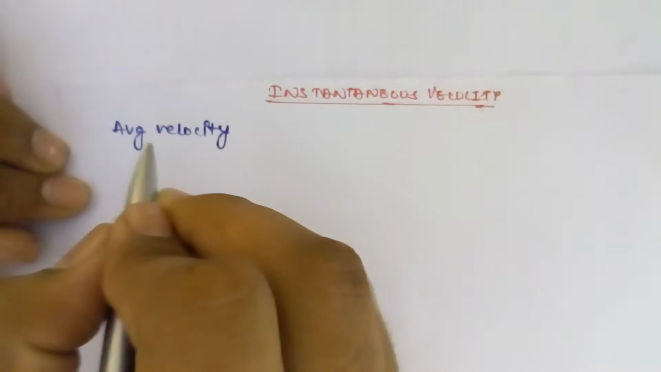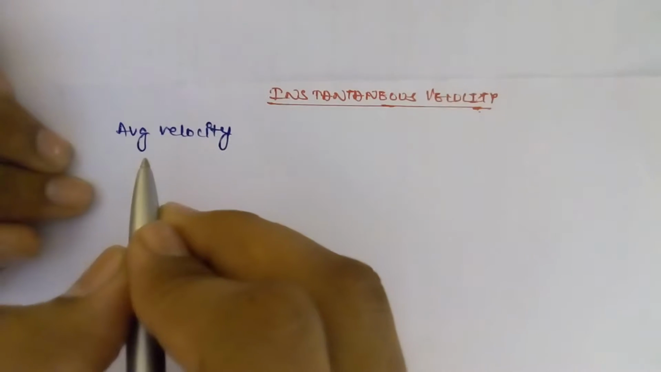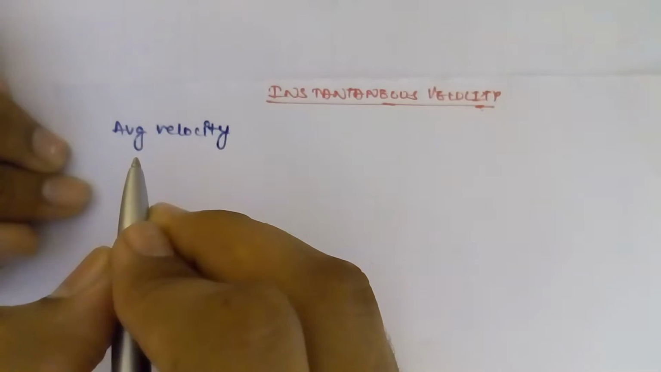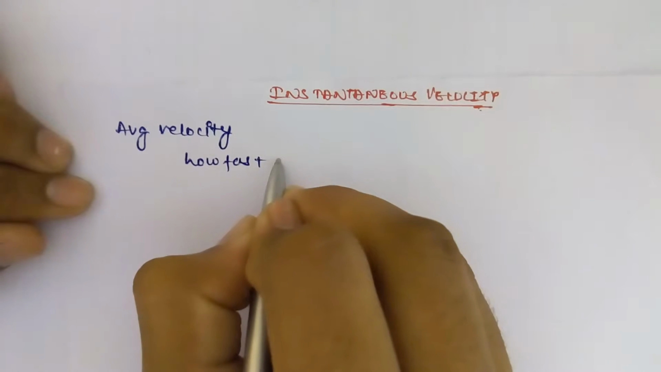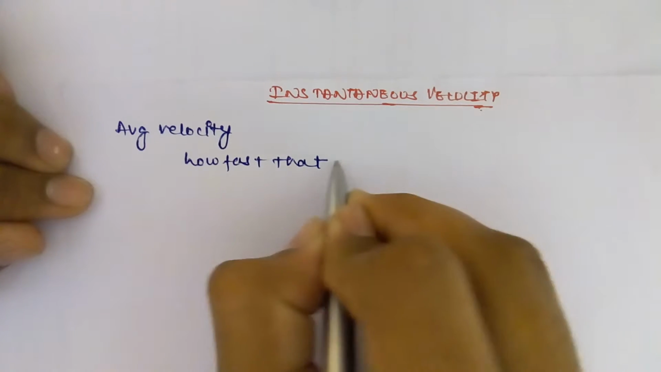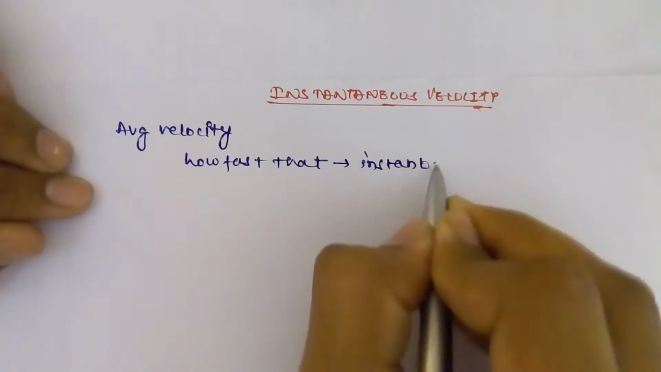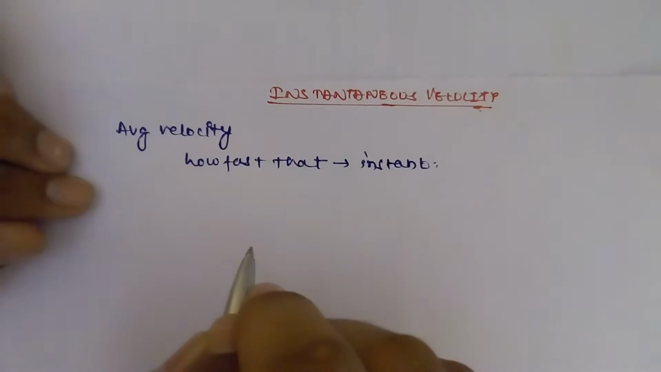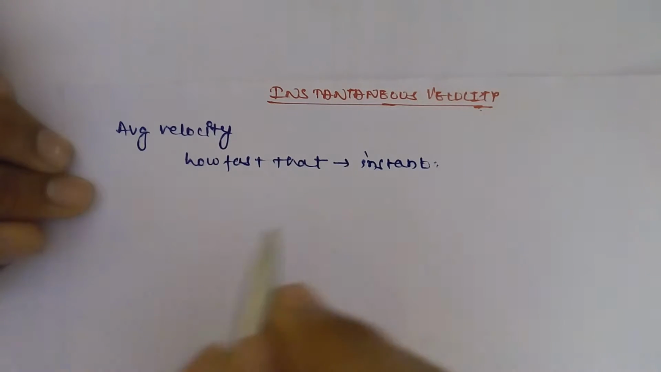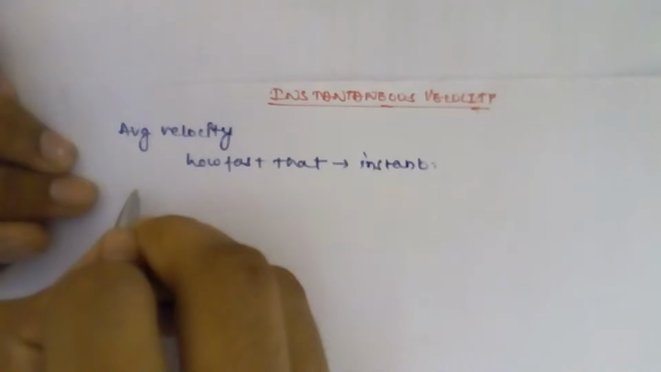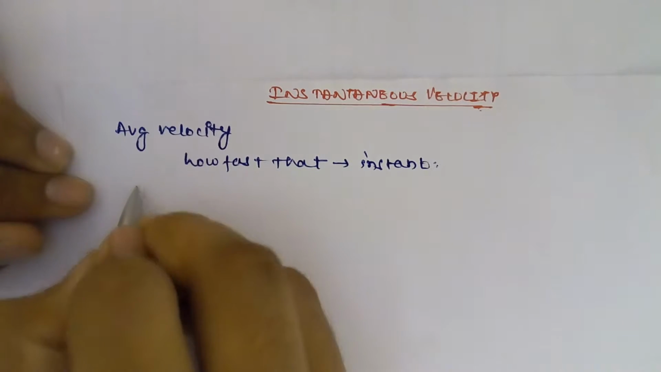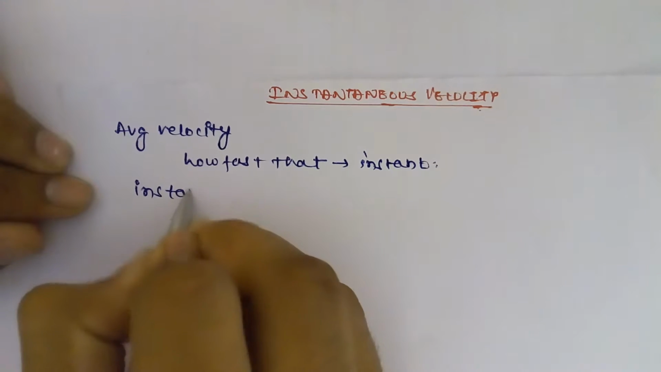In the previous tutorial we saw average velocity, which tells us how fast an object is moving over a given time interval. But it does not tell us how fast that object is moving at an instant. For that we have to define a different concept, which is known as instantaneous velocity.